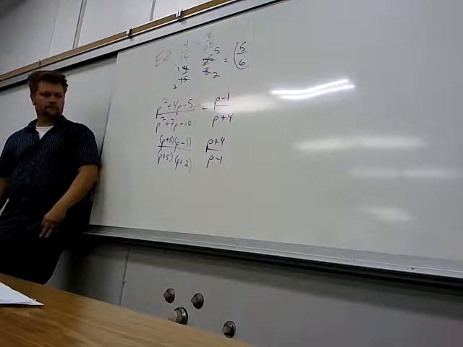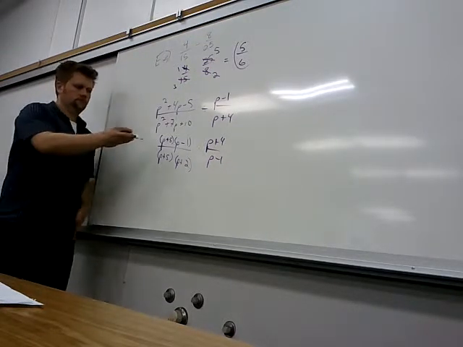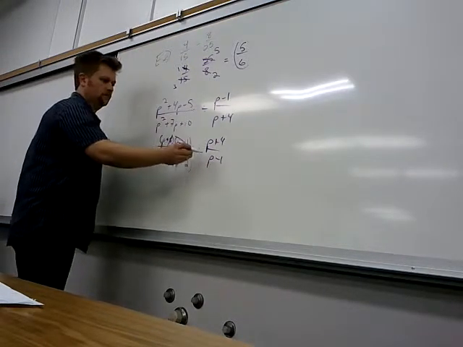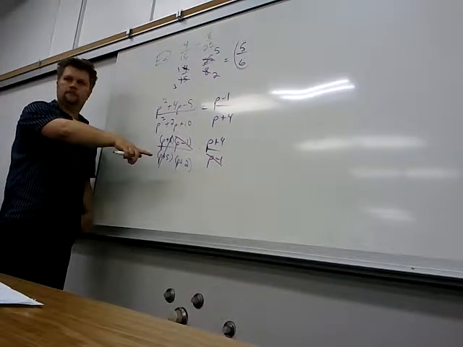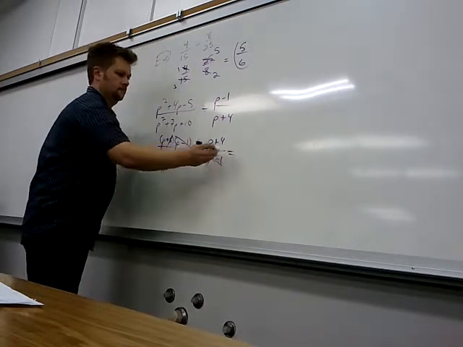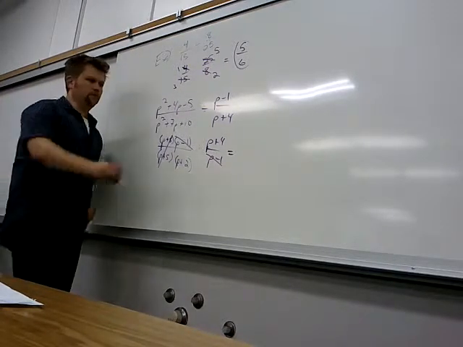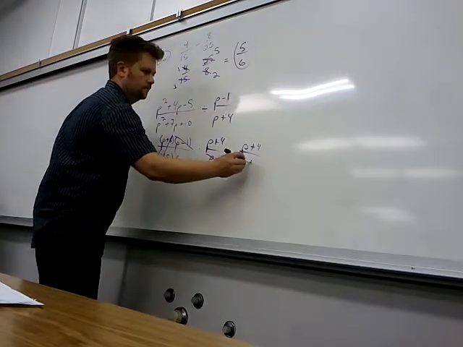Now we just cancel out what we can. So what cancels out? P plus 5 with P plus 5. And the P minus 1s, because one's on the top, one's on the bottom. And then would you simplify the P plus? So what's left alive? P plus 4 on the top, P plus 2 on the bottom.